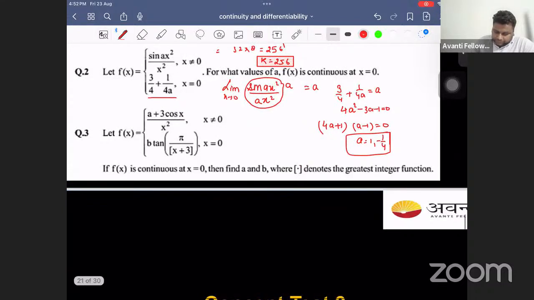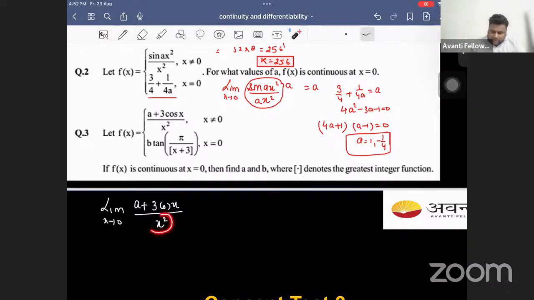Now see this one. Limit x approaches 0. This is an important question. (a plus 3 cos x) upon x square. First of all, the main matter is that the limit should exist. For the existence of the limit, at x equal to 0 the denominator is 0, so the numerator should also be 0, because the limit will exist only in the form of 0 by 0. If it becomes 2 upon 0, what will be your answer? Your answer will be infinite and you will say the limit does not exist.